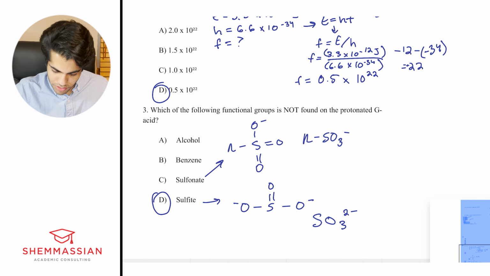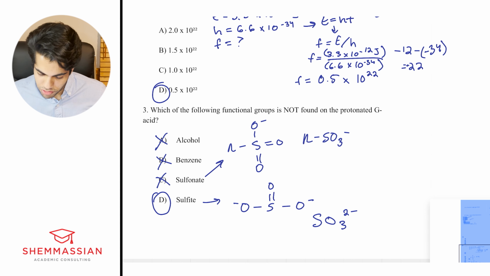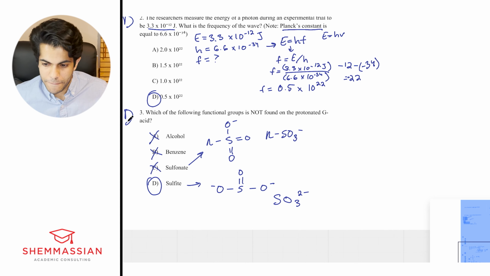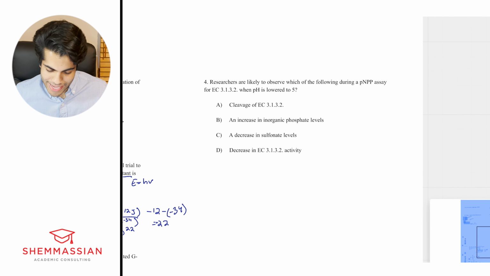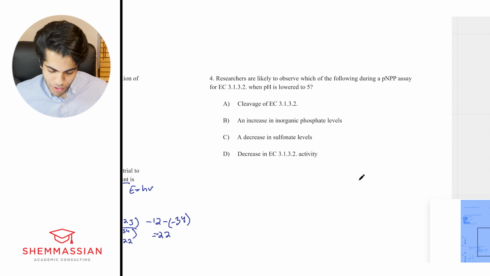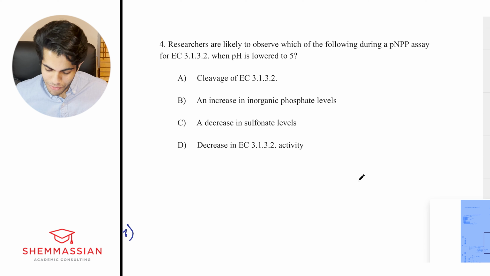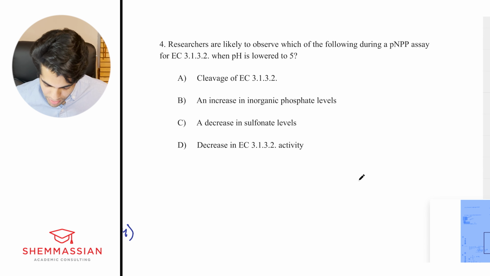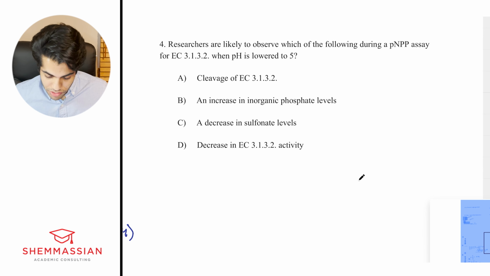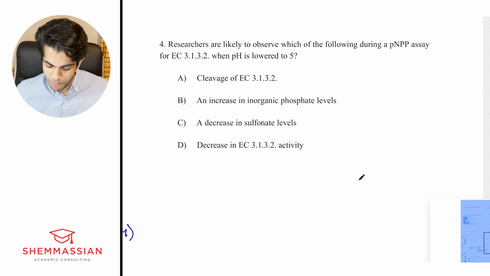All right, and let's get to our final question here. Researchers are likely to observe which of the following during a PNPP assay for EC 3.1.3.2 when pH is lowered to 5. A, cleavage of EC 3.1.3.2, B, an increase in inorganic phosphate levels, C, a decrease in sulfonate levels, or D, a decrease in EC 3.1.3.2 activity.